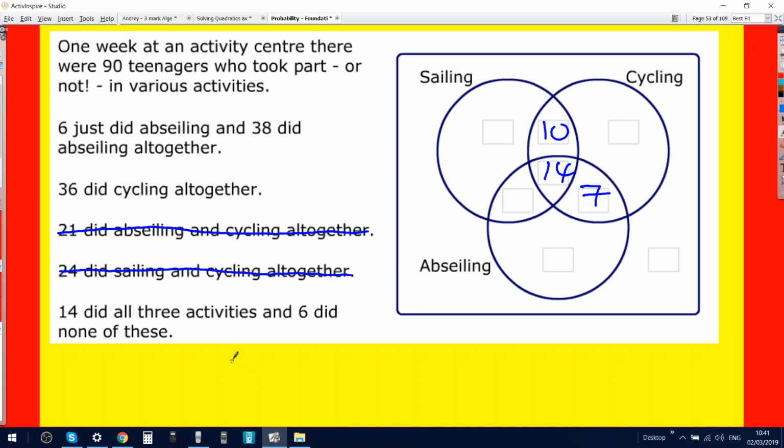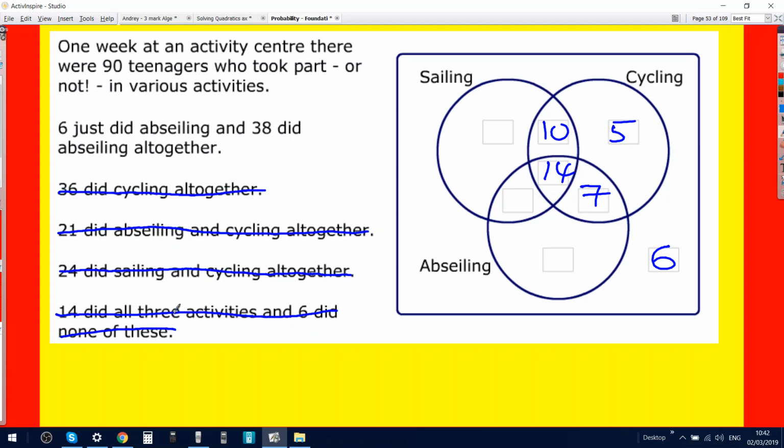Now, we can also have 6 on the outside. Yeah, the outside is the exception that you can always do. So 36 did cycling altogether. What you've already got is 10, 40 and 7, so that's 30, 31. So that's only 5, so that'd be 5 there.